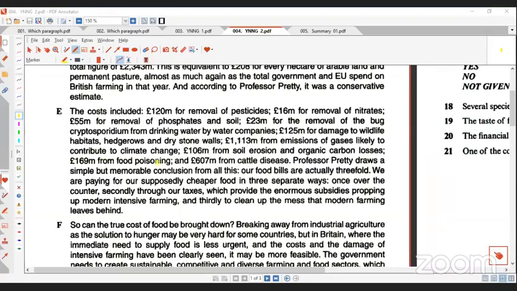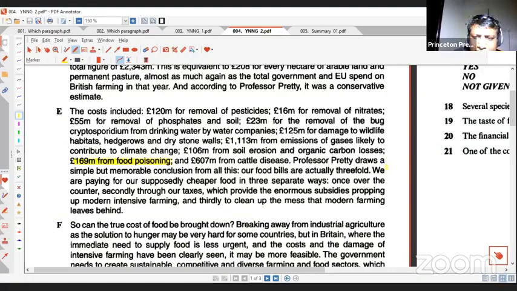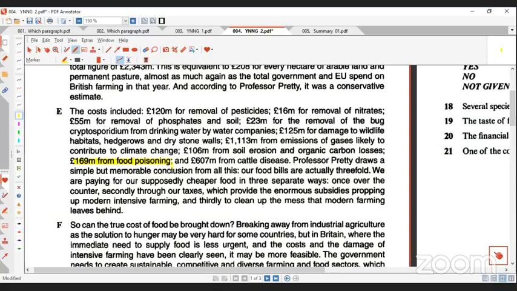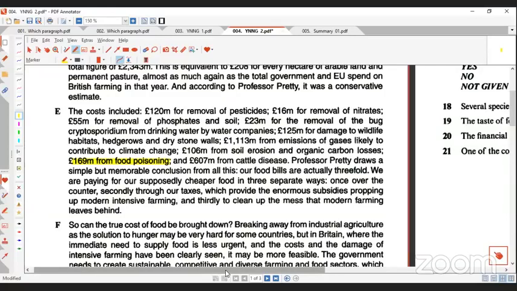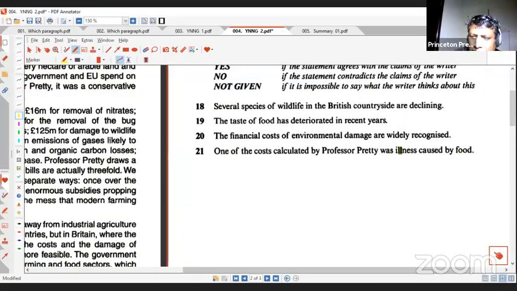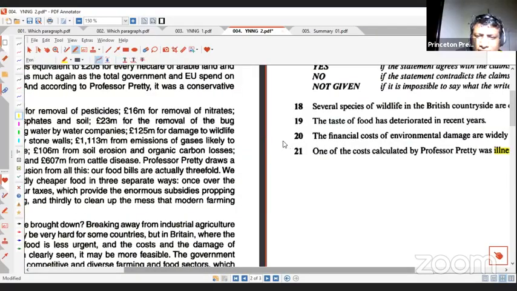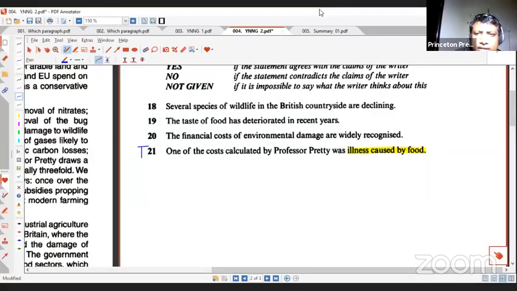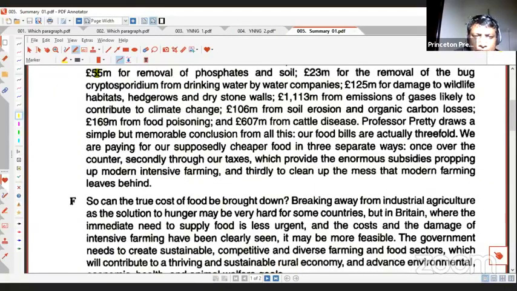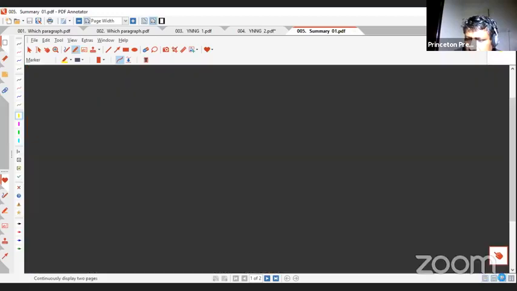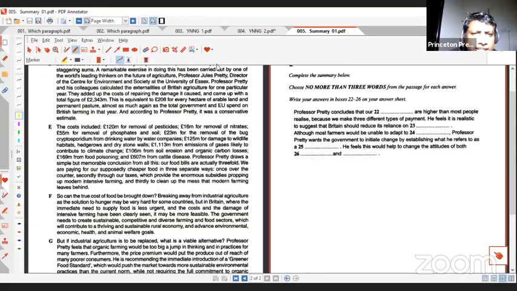Here, I think it's there. 169 from food poisoning and cattle disease. Food poisoning means one of the illnesses caused by food. So this one is true. Okay, so we're done with this one. So what about the summary? What about this one? Summary. Okay, the professor.